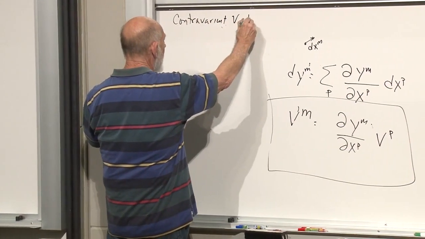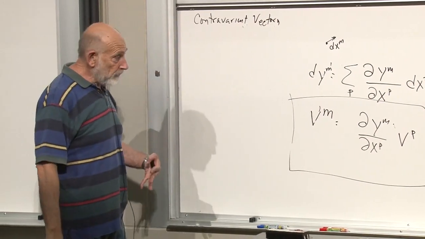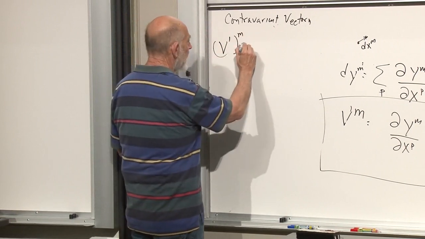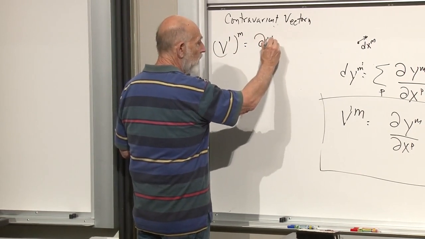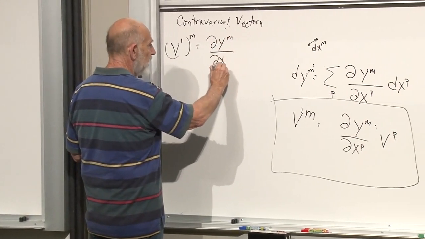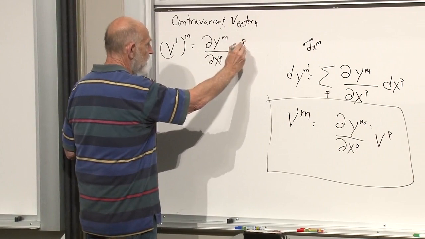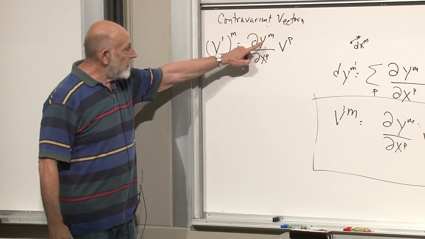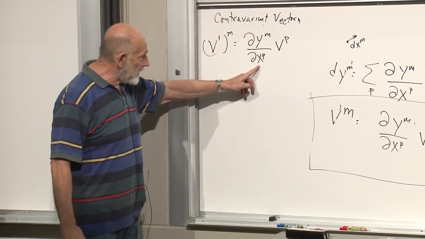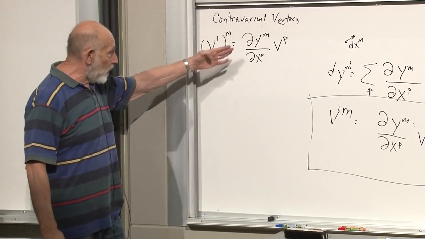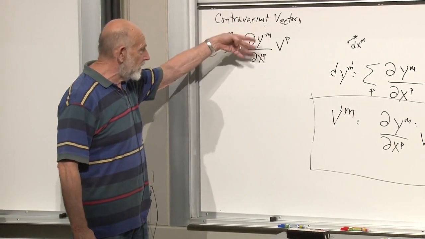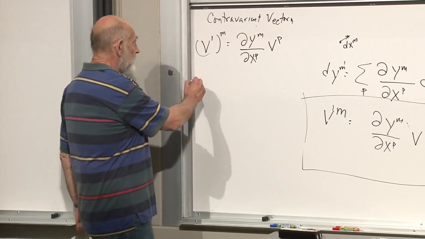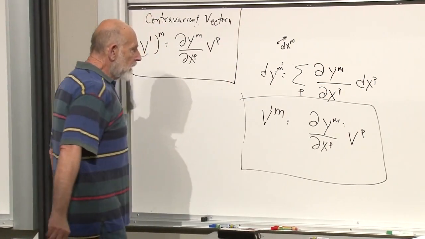Contravariant vectors are defined by their transformation properties. Here it is: v'^m = ∂y^m/∂x^p v^p. Here v^p is in the unprimed coordinates, and v'^m is in the primed coordinates. y is really the primed coordinate, and x is the unprimed coordinate. As I said, I've called it y instead of x prime just to avoid a miserable notation with primes next to indices. Okay, this is a contravariant vector. Good.